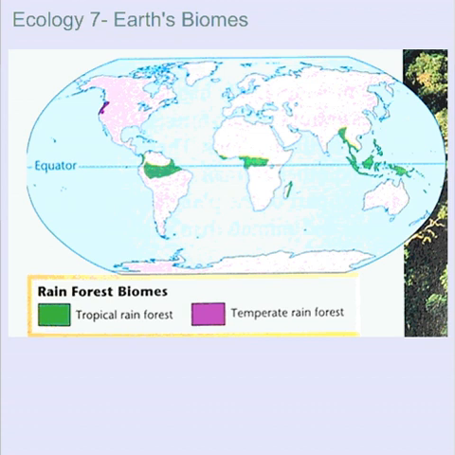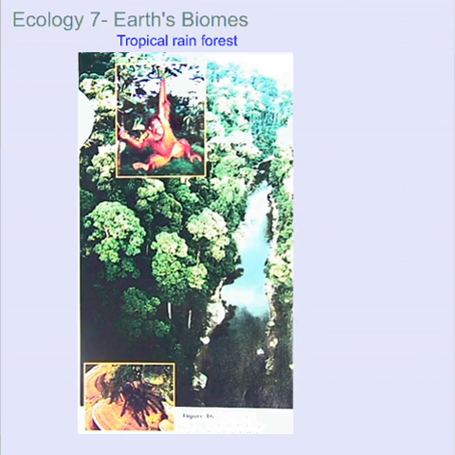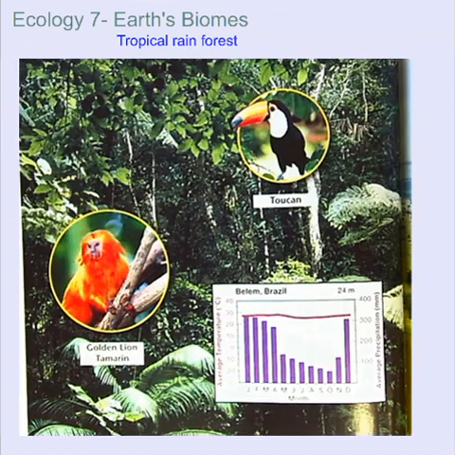You can see most of the rainforests are located here along the equator, but there's also some rainforests up here in the western part of the United States. Washington and Oregon contain a temperate rainforest. As their name implies, these forests receive much more rainfall than most places in the world. Here's an aerial shot of a rainforest and some of its inhabitants. And here's another.